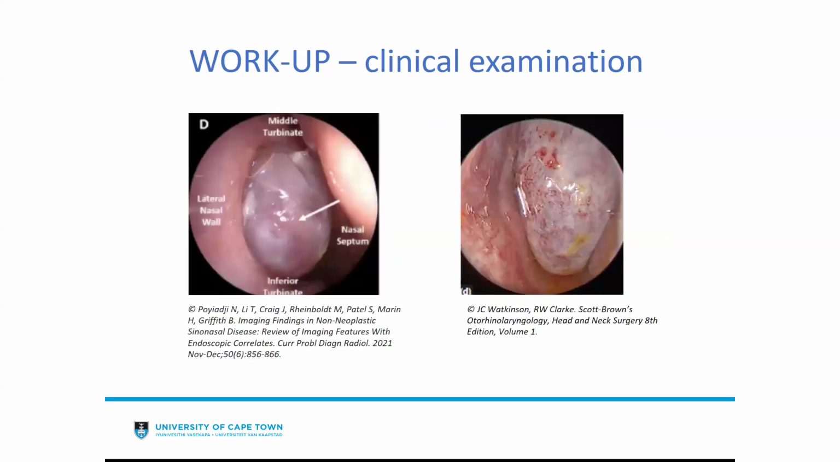Other pictures. So these two pictures are both encephalocele. They have that bluish aspect, but you can easily mistake them for polyps as well. So one must just always be careful not to forget about all the other differential diagnoses.